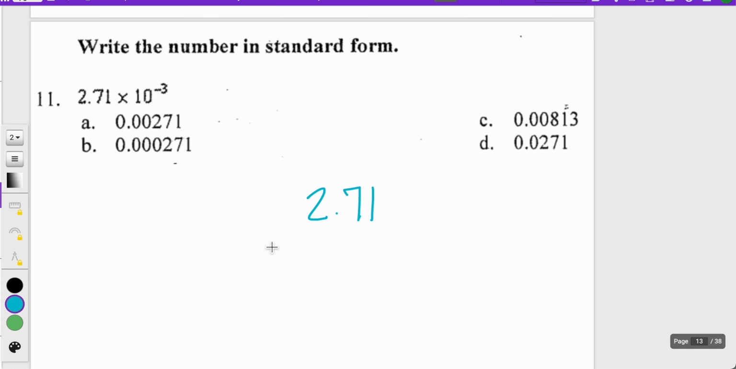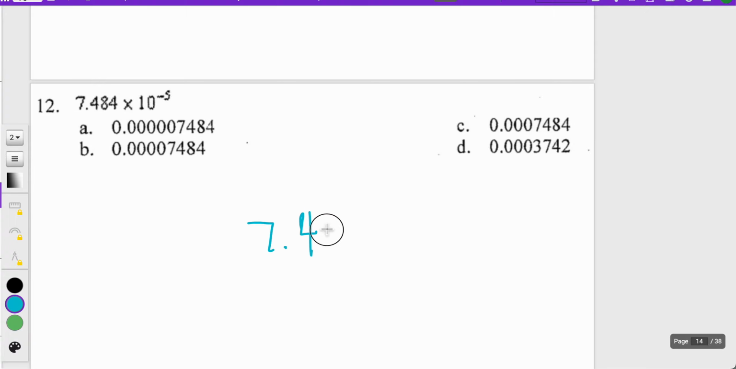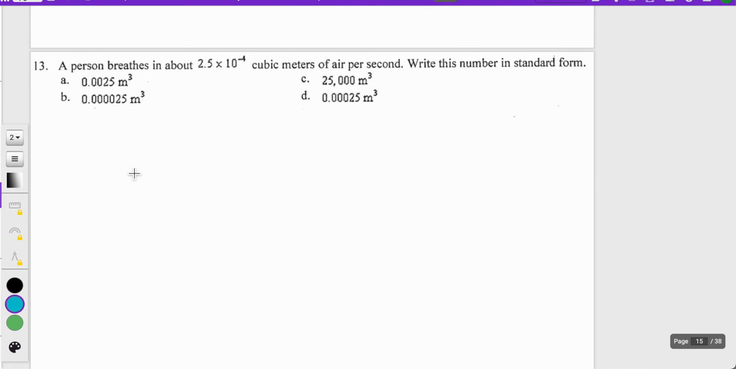Standard form again, 2.71 times 10 to the negative 3rd. We get 0.00271, letter A. Same thing here, 7.484 times 10 to the 5th, 1, 2, 3, 4, 5. I should have 4 zeros, so that'll give me this one, letter B. A person breathes in about 2.5 times 10 to the negative 4th cubic meters of air per second. Standard form would be 2.5 times 10 to the negative 4th, 1, 2, 3, 4, or letter D.